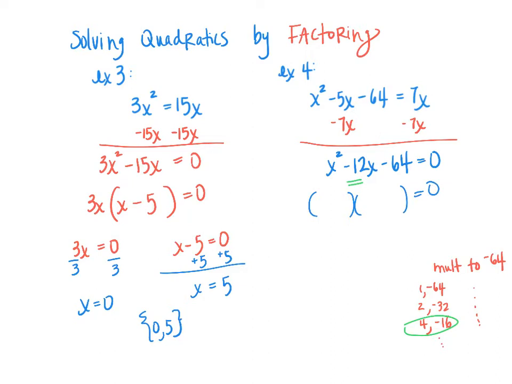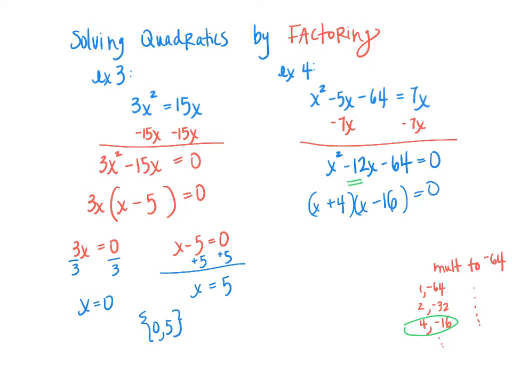So how do we split apart x squared? That's the easy part. We need an x in each parentheses. And then I'm going to use these numbers below. So it's a positive 4, so I'm going to write plus 4. And a negative 16, so I'm going to write minus 16.